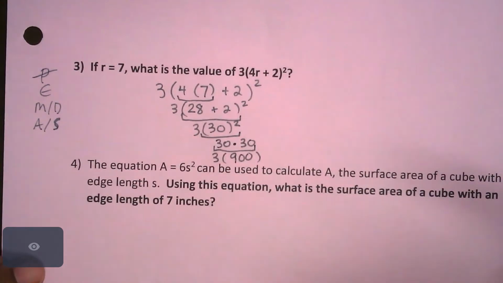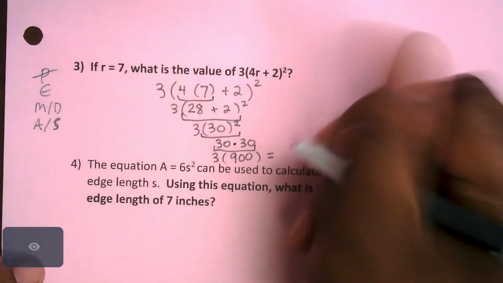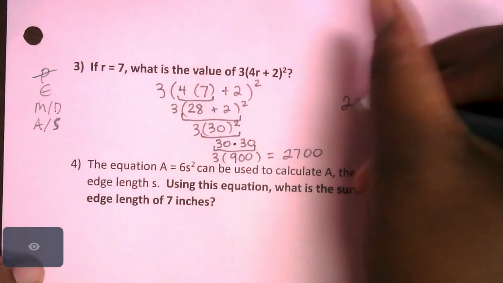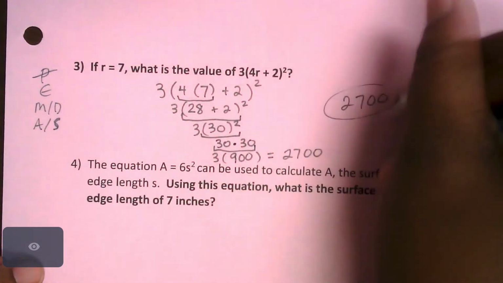Bringing down that 3. So now I have 3 times 900. Pop that into the calculator. I get 2700. So this equals a final answer of 2,700.